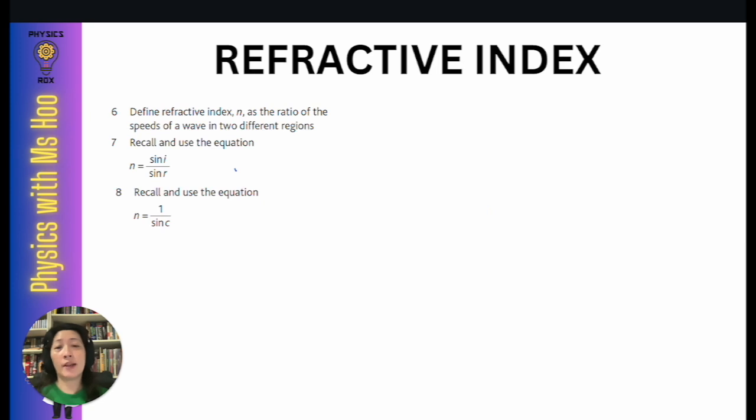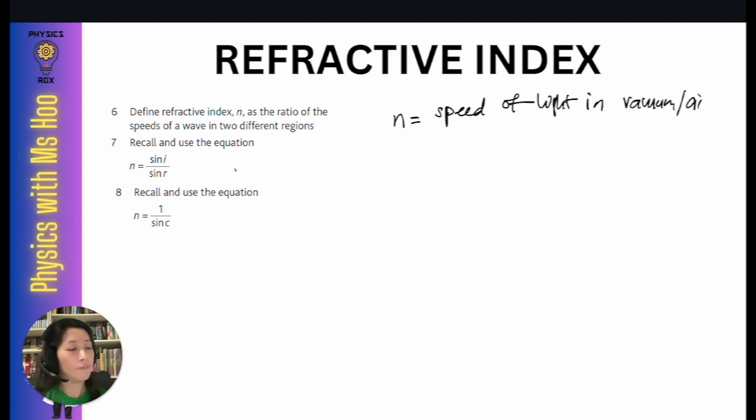So as a summary, you must remember that the refractive index can be calculated 3 ways. First is the ratio of the speed of wave. In fact, I teach my students this. The formula is written as the speed of light in vacuum or in air, and you compare this against the speed of light in a medium.